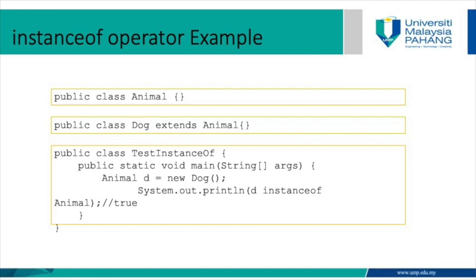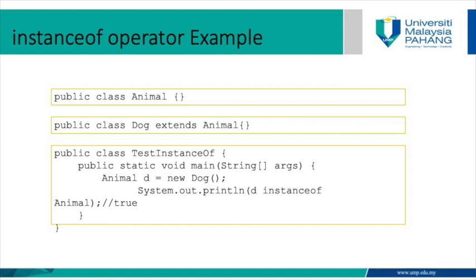Okay, so we have here public class Animal, and then public class Dog extends Animal. So you immediately know that public class Animal is the superclass, which is the parent class, and then public class Dog extends Animal is the subclass or the child class. Okay, so now we have another class, which is public class TestInstanceof.